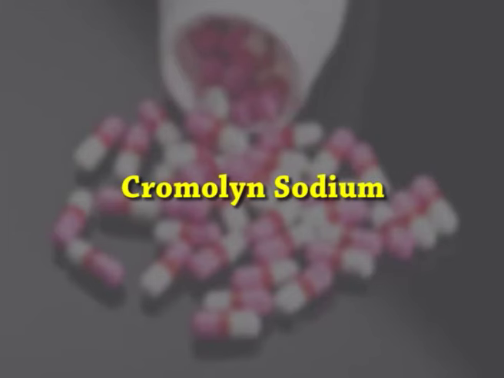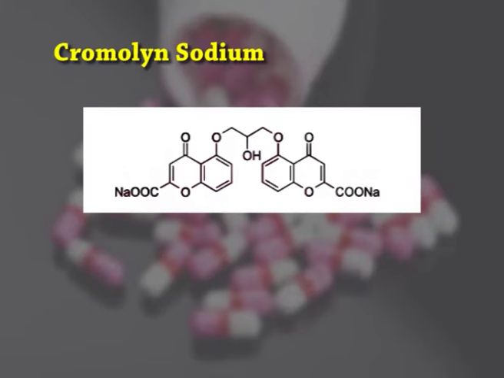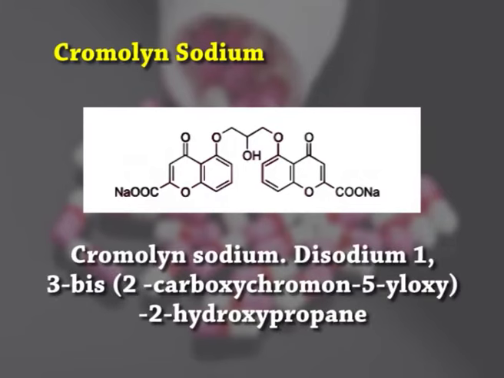The discovery of the bronchodilating activity of the natural product khellin led to the development of the bis-chromones as compounds that stabilize mast cells and inhibit the release of histamine and other mediators of inflammation. The first therapeutically significant member of this class was cromolyn sodium. Cromolyn sodium in US Pharmacopoeia is disodium 1,3-bis(2-carboxychromon-5-yloxy)-2-hydroxypropane.